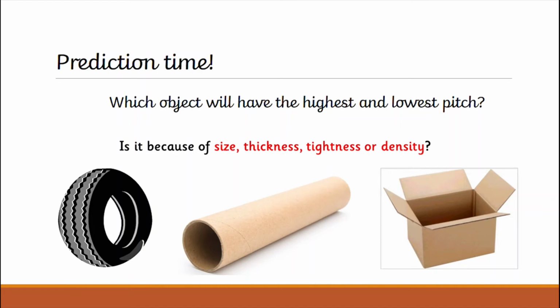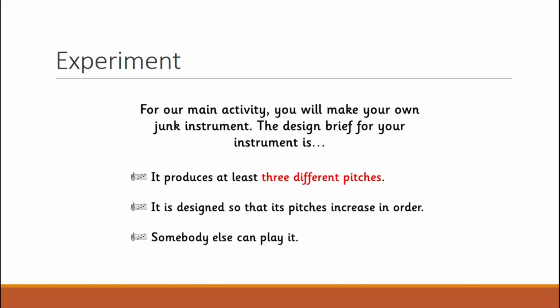And what you'll do then is we'll create our own little experiment. So you're going to make your own. It was going to be a junk instrument, so don't worry, you can ignore that. And the design brief is it produces at least 3 different pitches. Mine probably wasn't the best because my laptop and table sounded the same. So if I hit a piece of paper here, that's better, isn't it? So I have the table, the flask, and the paper.